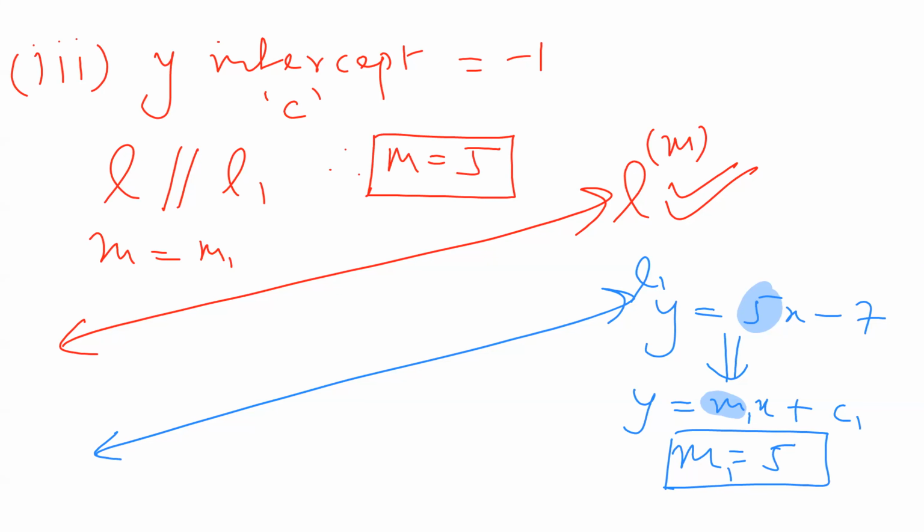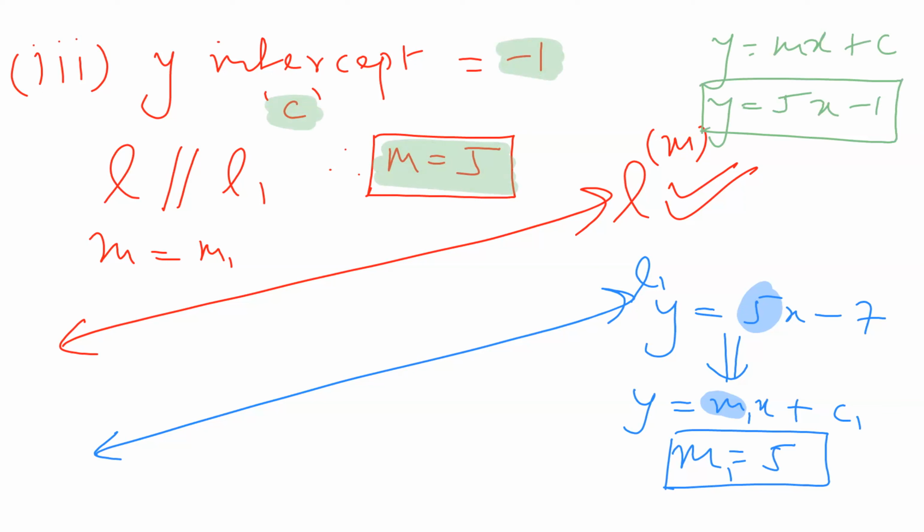So we have the required data over here. The y-intercept C is equal to minus 1 and M is equal to 5, okay, for line L. So y is equal to mx plus c is the required equation, slope intercept form. So y is equal to 5x minus 1. This is the equation of line L. Okay.